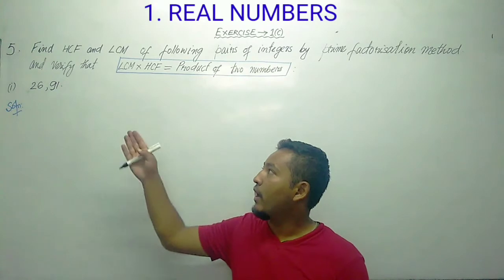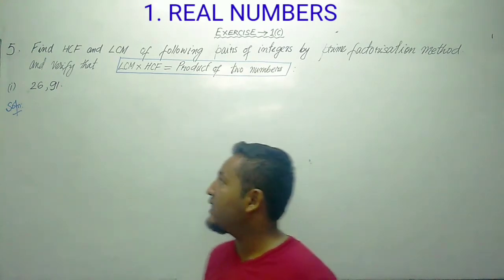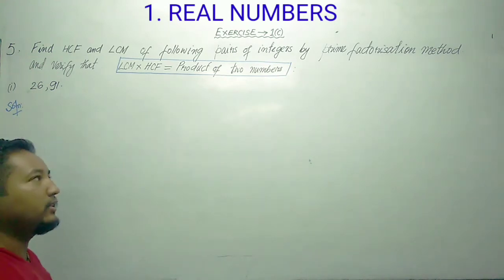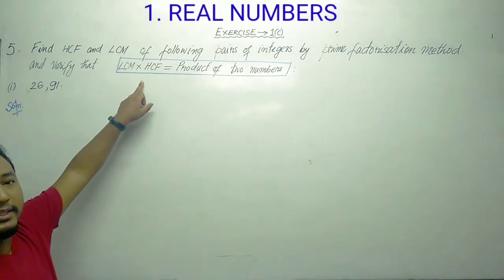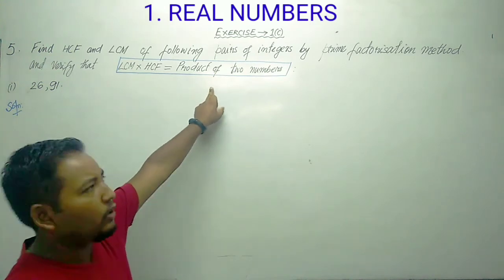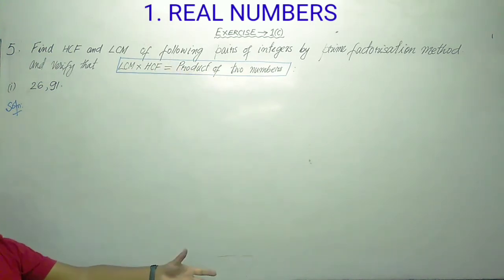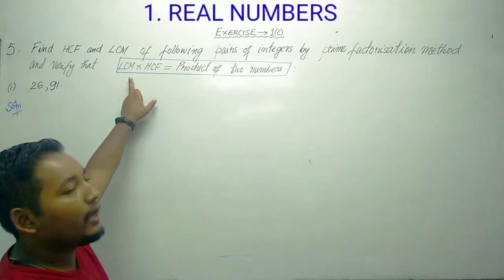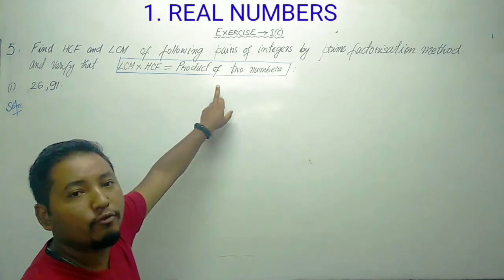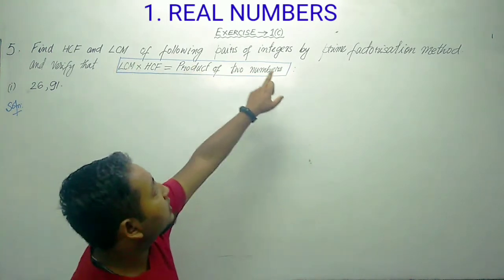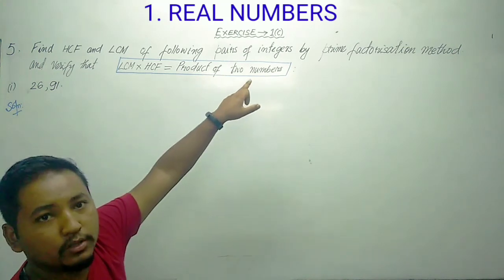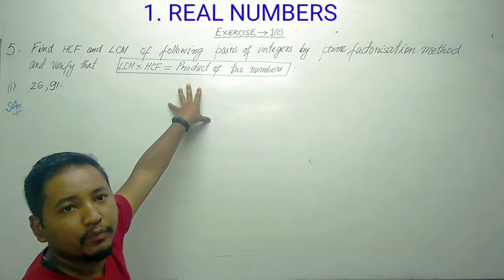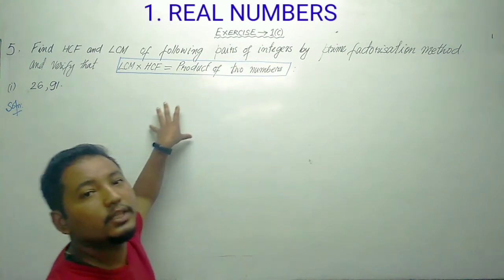Now let us look at question number 5, which says, find the HCF and LCM of the following pairs of integers by using the prime factorization method and verify that LCM into HCF equals the product of the two numbers. It is the same method that we have done in the previous question. A new thing has come here: LCM into HCF equals the product of the two numbers. I have written this formula in a box because it is an important formula, so we have to verify it in this question also.